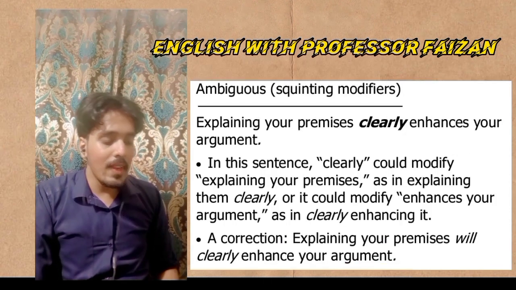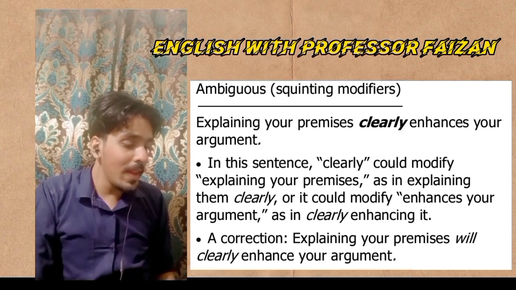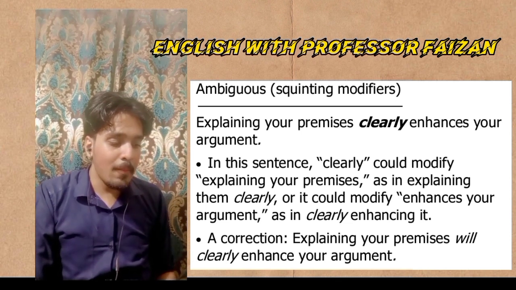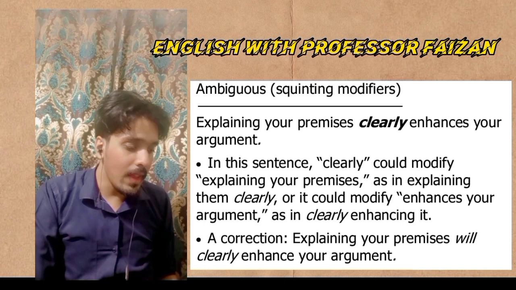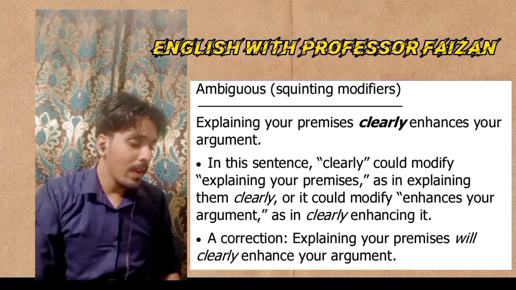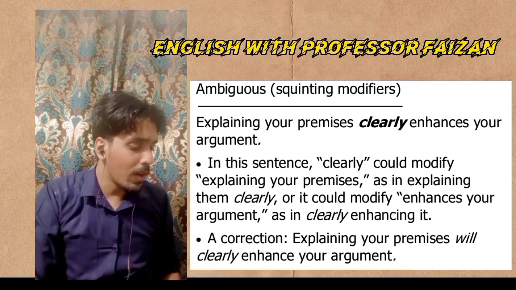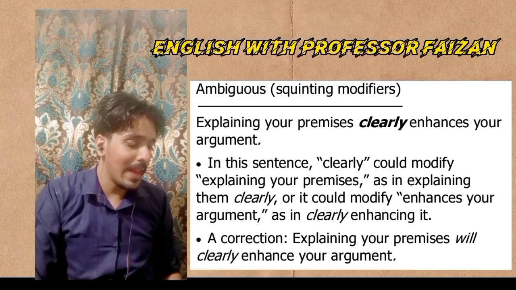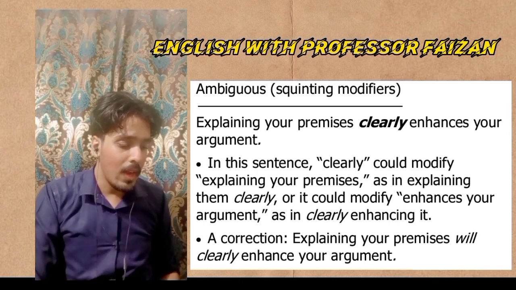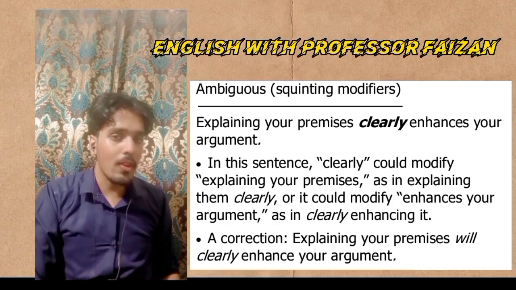Next mistake that writers usually make is ambiguous or squinting modifiers. Explaining your premises clearly enhances your argument. In this sentence, clearly could modify explaining your premises, as in explaining them clearly, or it could modify enhances your argument, as in clearly enhancing it. A correction: explaining your premises will clearly enhance your argument.